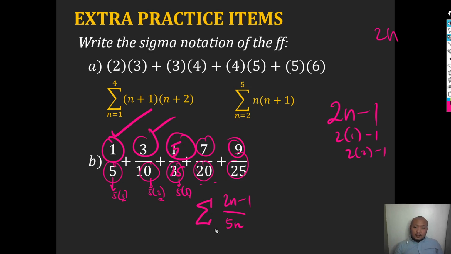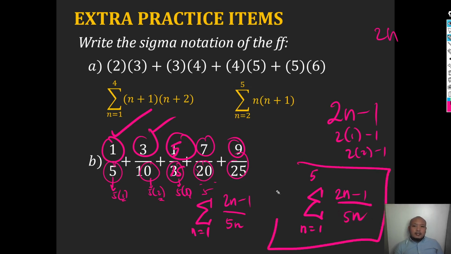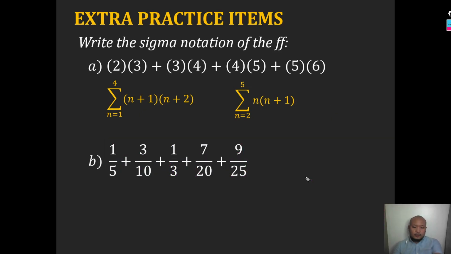And now, finally, your index of notation. N goes from, simula naman ako sa 1 hanggang, it's not infinite, so 1 to 5. So, let me rewrite that here para mas malinis. The summation as n goes from 1 to 5 of the expression 2n minus 1 all over 5n. That is my sigma notation for letter B. Okay? Pause. Tama ba tayo? 2n minus 1 over 5n. Tama naman. Okay?